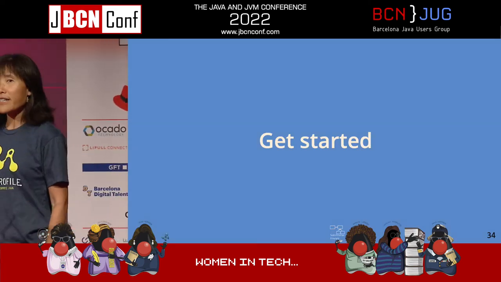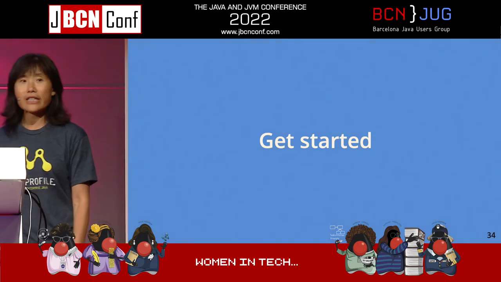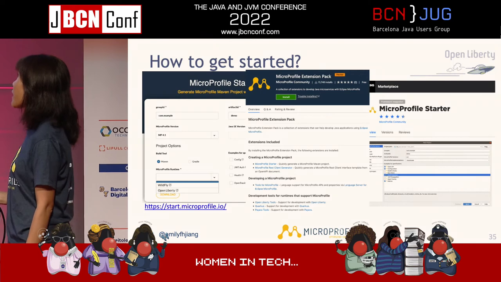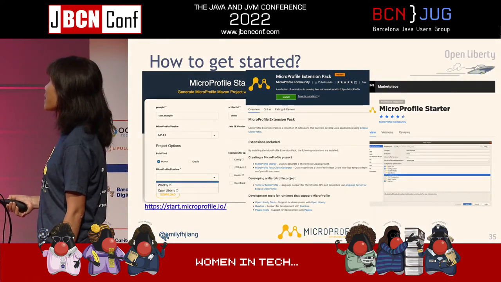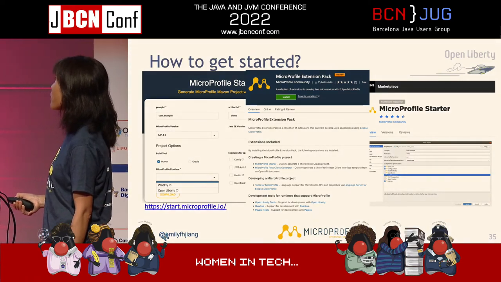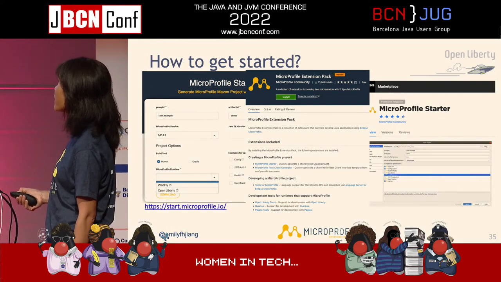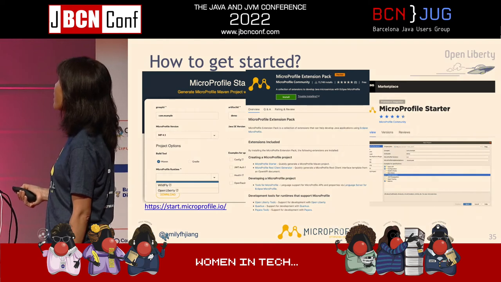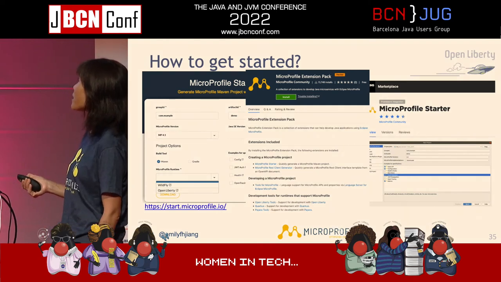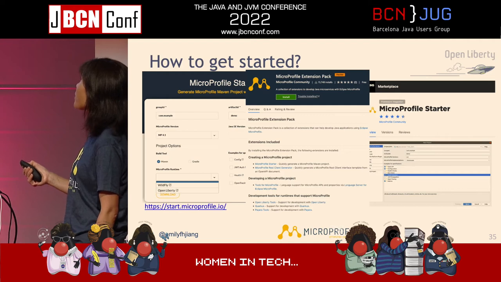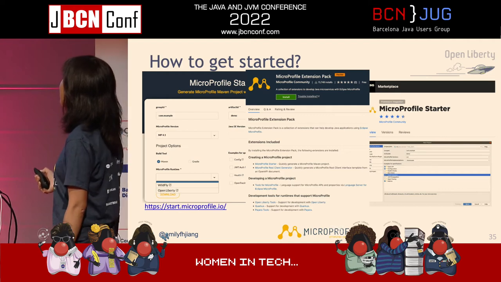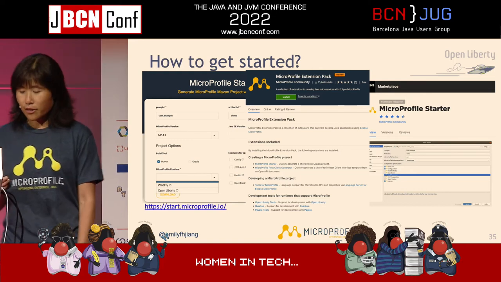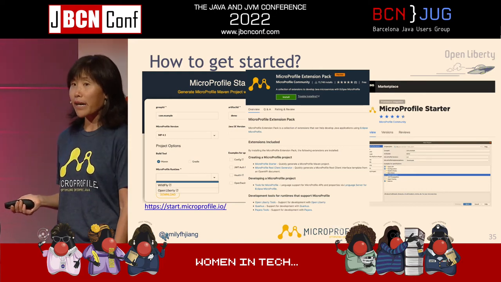How can you get started yourself, creating cloud native applications using MicroProfile? Basically, we have a few plugins. You can either use starter.microprofile.io, create an application, download it and import it into your IDE. If you're using VS Code, like I am, later on I will demo it, you can install the MicroProfile extension pack. If you use IntelliJ, you can install the MicroProfile Starter. All the backend is the same as the MicroProfile Starter.